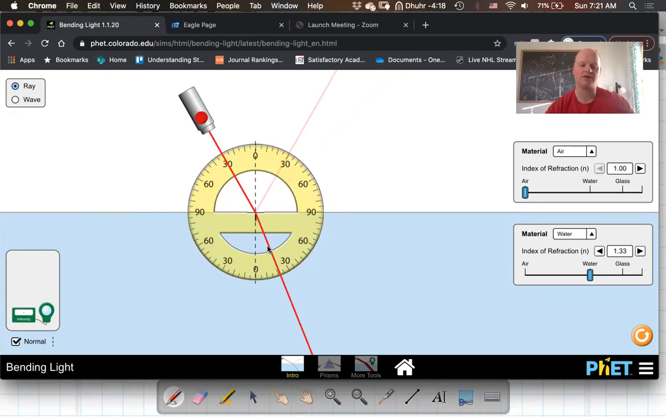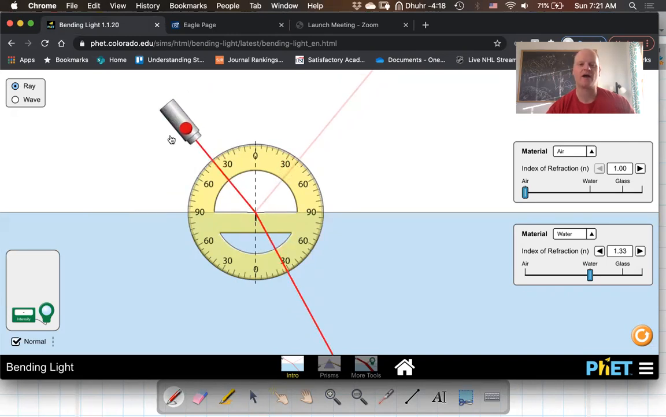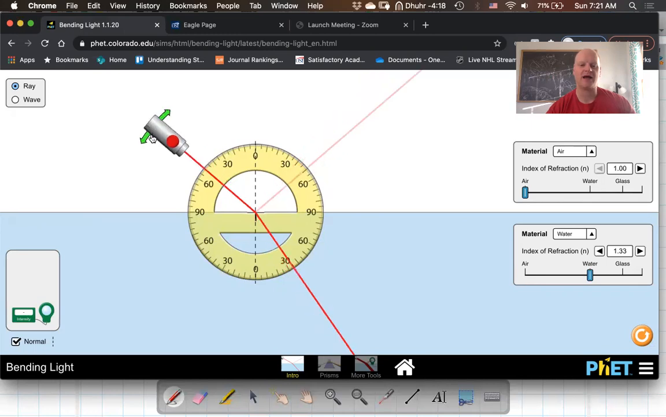From here, you're going to measure the refracted beam. Then you're going to move that to 40 degrees. Now let's put it at 40 degrees, do the same thing, measure the refracted beam, and then also put it at 50 degrees and measure the refracted beam. From here, you'll then use Snell's law across the boundary.